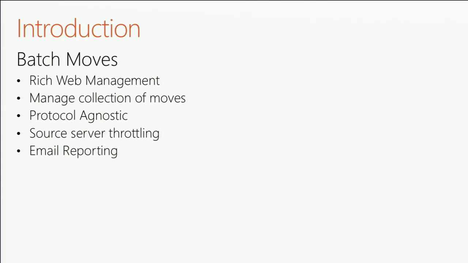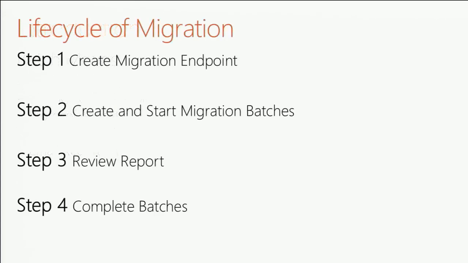Now let's walk through the life cycle of a migration, wearing an administrator's hat and seeing what he or she has to do in the various steps of the migration. So I broadly categorize into 4 steps. Step 1 is the admin creates a migration endpoint. I'll talk a bit more about what a migration endpoint is, but it essentially is a configuration object that contains some information. And then step 2, he creates a batch of users that need to be migrated, and starts the batch.